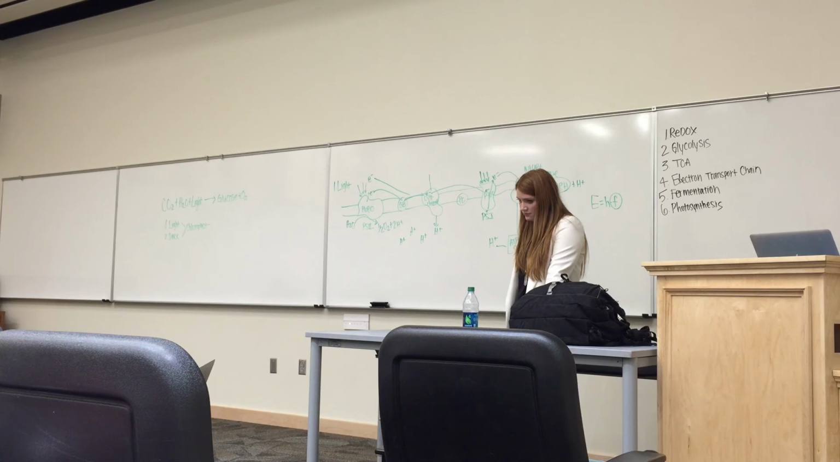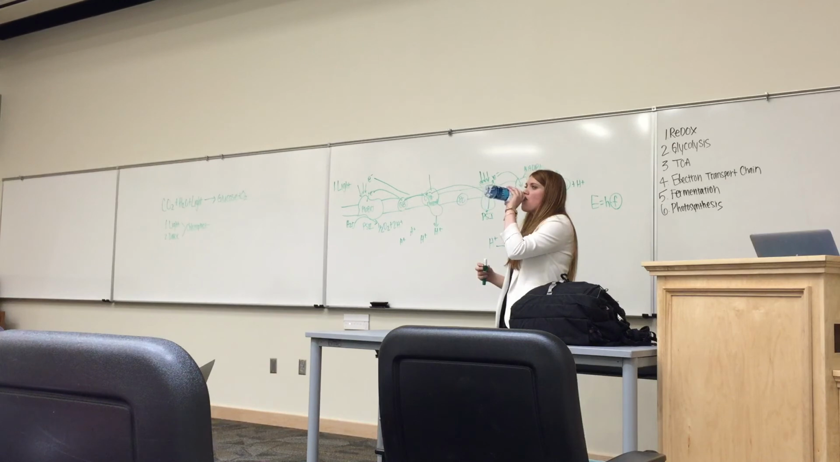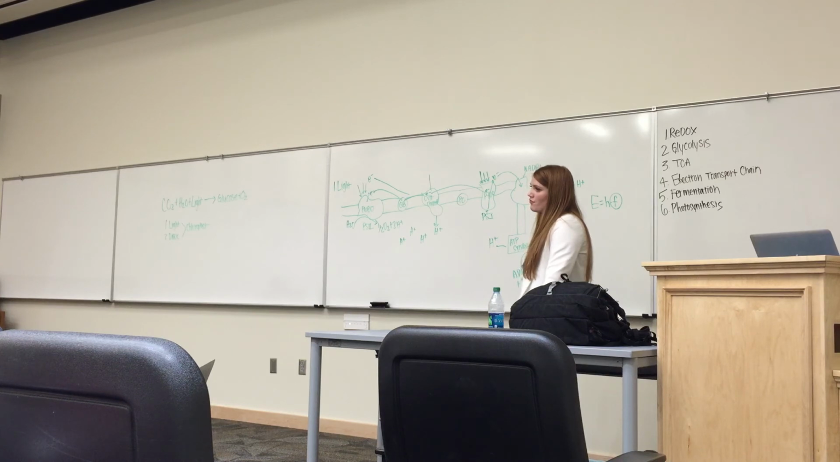Do we need to know the structures of chlorophyll A and B? No. They absorb different wavelengths. It's just like P700 has more, for example, chlorophyll B, and that's why it absorbs primarily at 700. And then P680 would have more chlorophyll A.